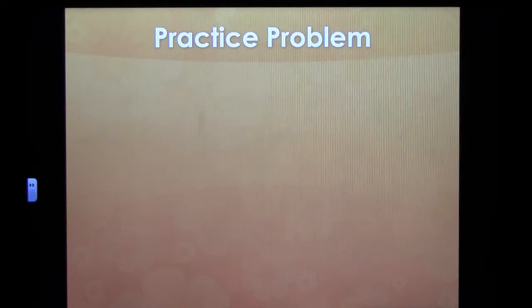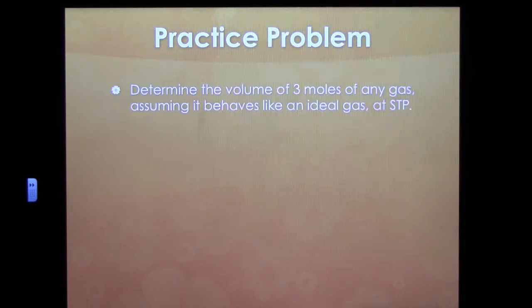Let's take a look at a few practice problems. Determine the volume of 3 moles of any gas, assuming it behaves like an ideal gas at standard temperature and pressure. The formula for the ideal gas law is PV equals nRT.